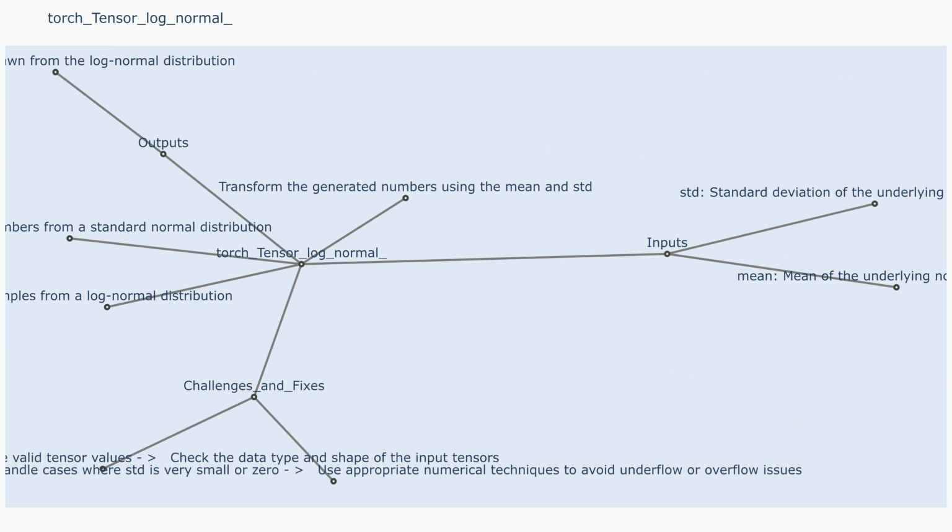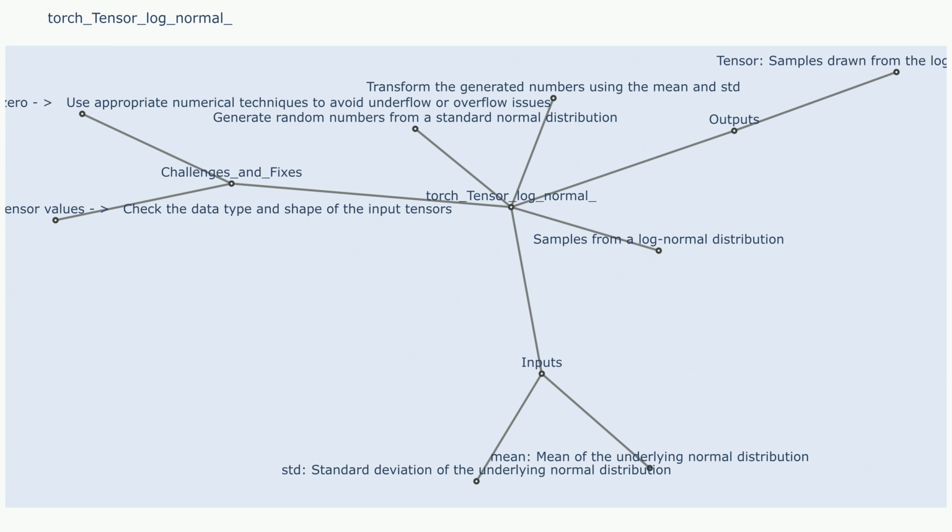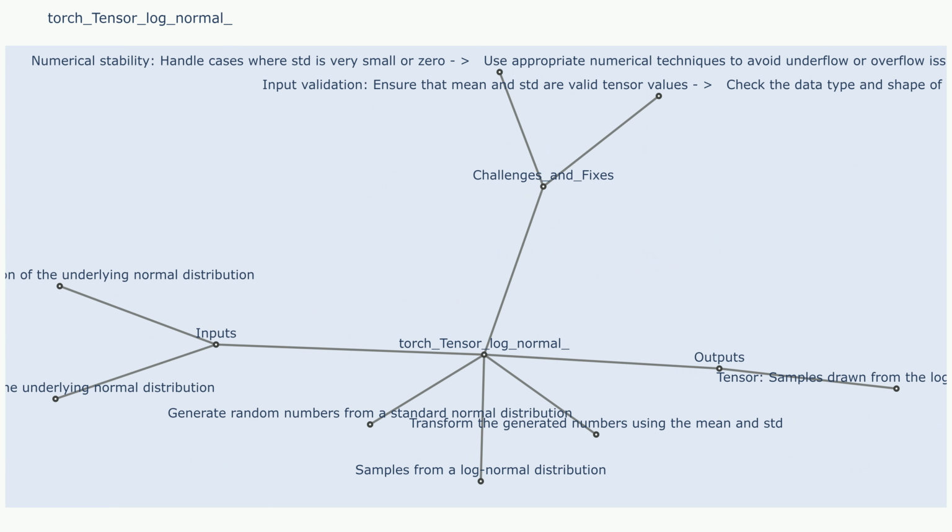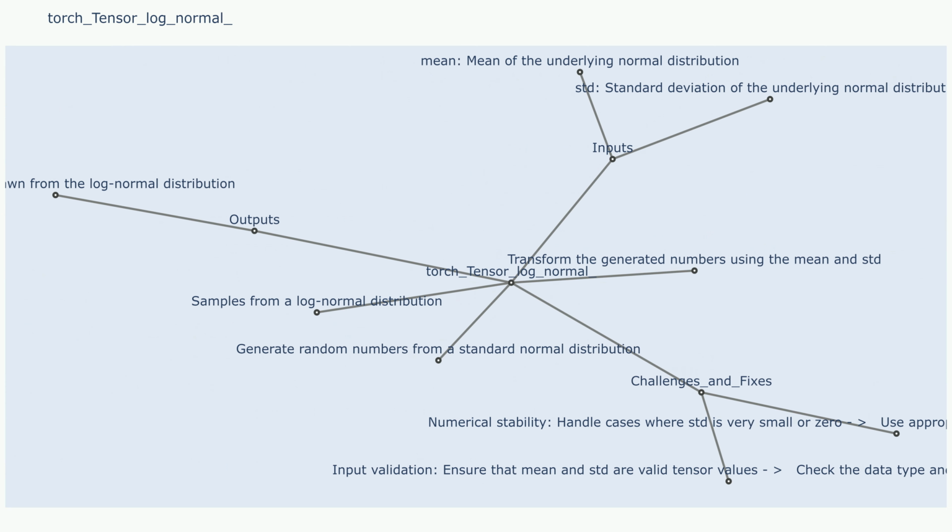STD. This is a tensor representing the standard deviation of the underlying normal distribution. Similar to mean, it should be a float tensor with the same shape as the desired output tensor or a scalar float. It controls the spread of the distribution. Output. This is a tensor of the same shape as the input mean tensor, populated with random numbers drawn from the log-normal distribution defined by the given mean and STD.